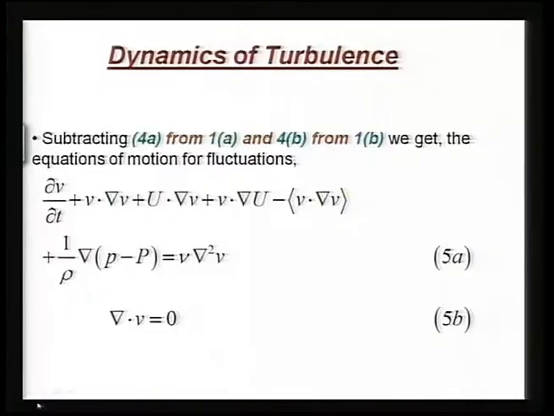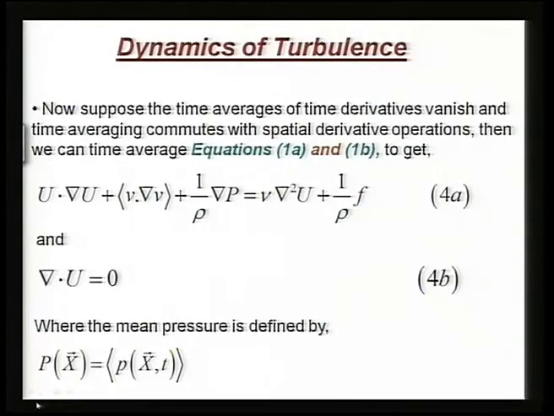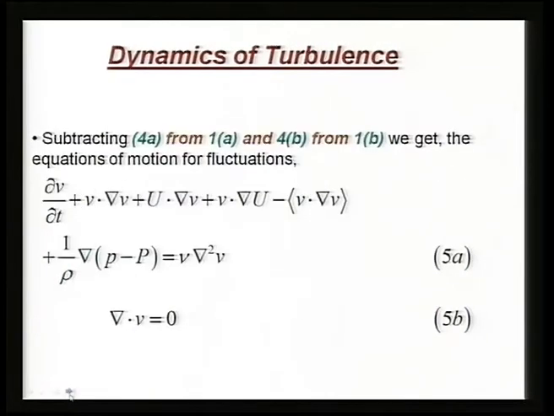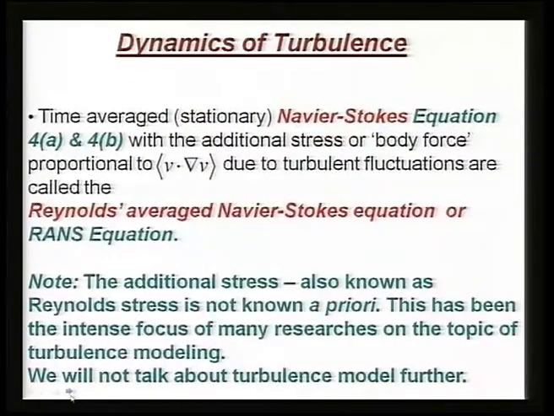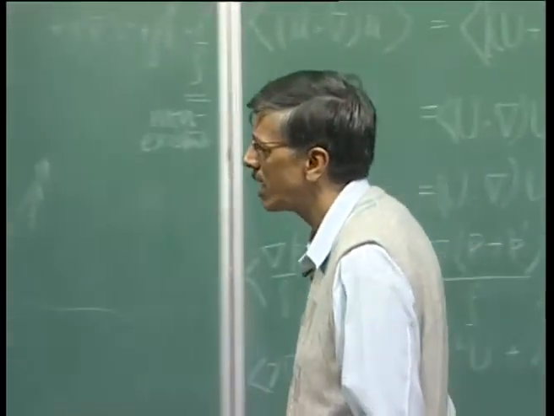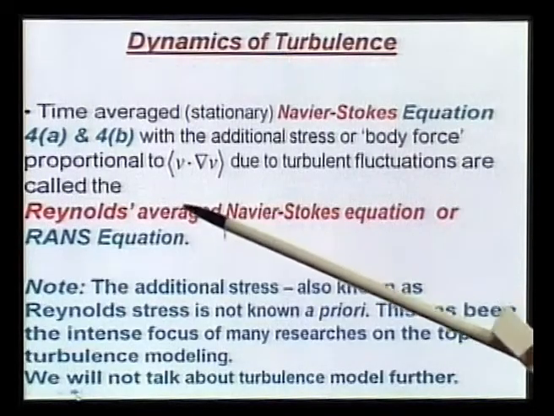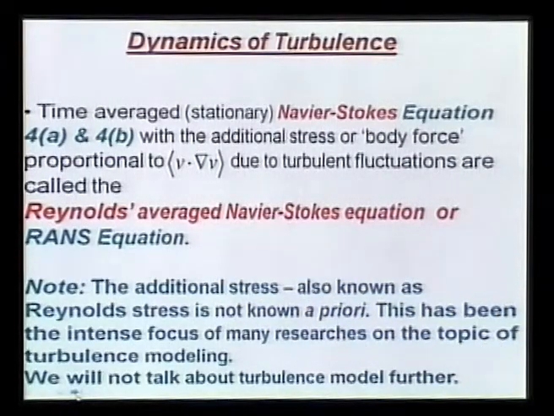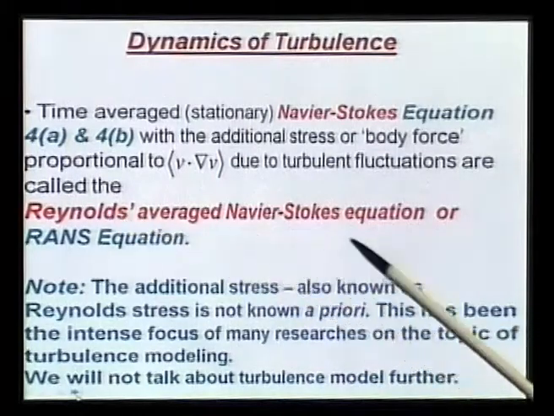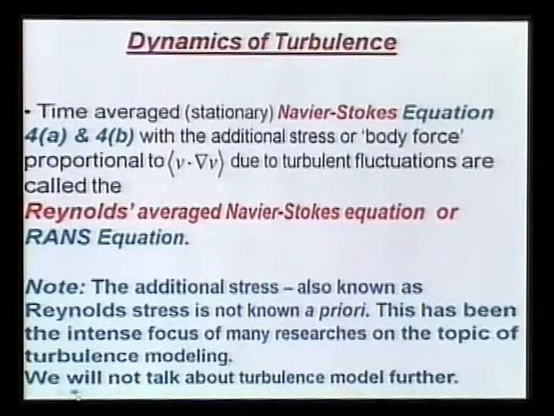The previous equation that we had written, equation 4a, defines the time averaged field, and that is why that equation is called the Reynolds averaged Navier-Stokes equation. It is a time averaged equation. It was proposed by Reynolds, so that is why I call it the Reynolds averaged Navier-Stokes equation, or RANS.